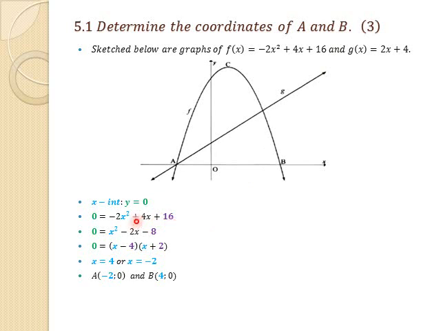Divide everything by negative 2, I would have x squared; 4 divided by negative 2, negative 2x; and 16 divided by negative 2, negative 8. x squared can only be x times x when I factorize. For the minus 8, the factors of minus 8: negative 4 times 2 would give me negative 8, and minus 4x plus 2x gives me minus 2x. So therefore x equals 4 or x equals negative 2. Assume you can see A is on the negative side, so therefore A is (minus 2; 0) and B is (4; 0). So my coordinates of A and B are (minus 2; 0) and (4; 0).